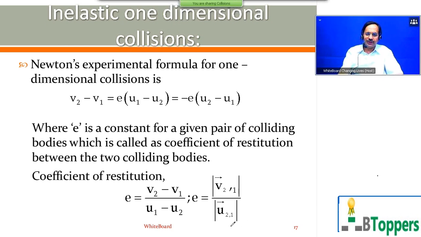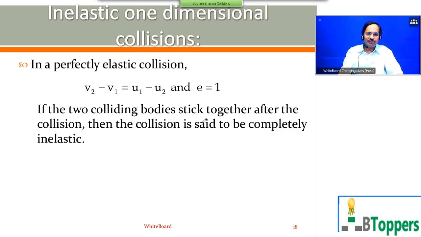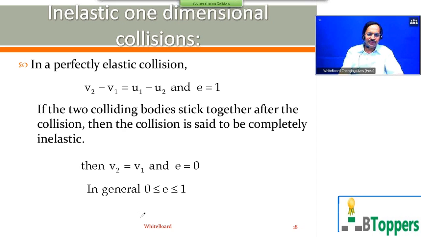I am going to show you the continuation of the notes. In a perfectly elastic collision, V2 minus V1 equals U1 minus U2 and e is 1. If the two colliding bodies stick together after the collision, then the collision is said to be completely inelastic. Then V2 equals V1 and e is 0. So in general, for a one-dimensional inelastic collision, e lies between 0 and 1. Those who are writing the notes can take a pause and complete writing the notes up to here.